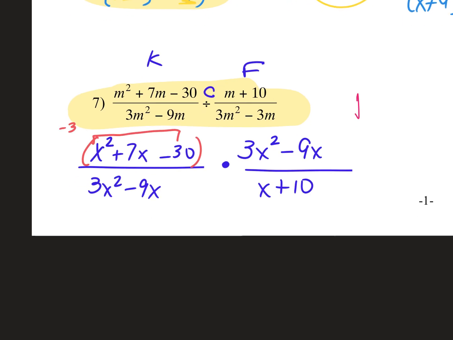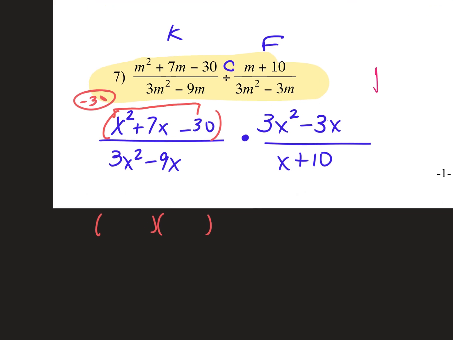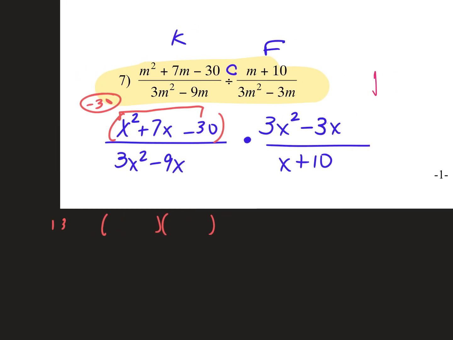Negative 30. What are factors of negative 30 that will multiply to give me a negative 30, but add what? Oh, this is a 3? My bad. Thanks. Thank you. All right, what's going to multiply to give me negative 30, but add to give me 7? Think about 30. You have 1 and 30. You have 2 and 15. You have 3 and 10, or you have 5 and 6. How could you multiply to get a negative 30, but add to get 7? X plus 10, x minus 3. Perfect. Okay, so top left is done.